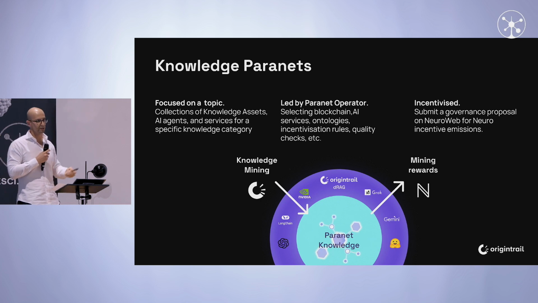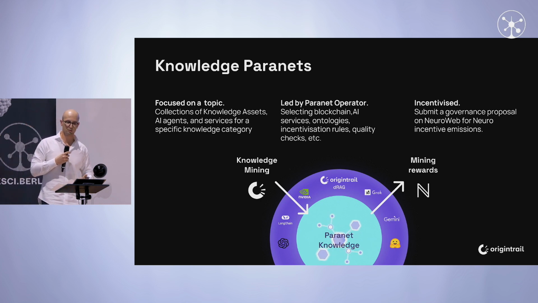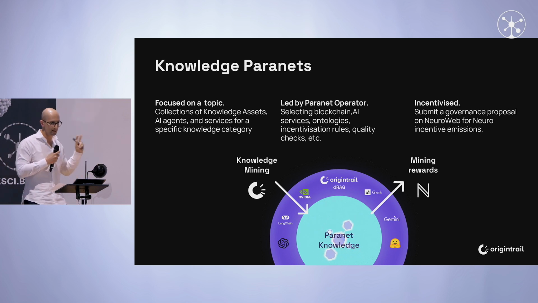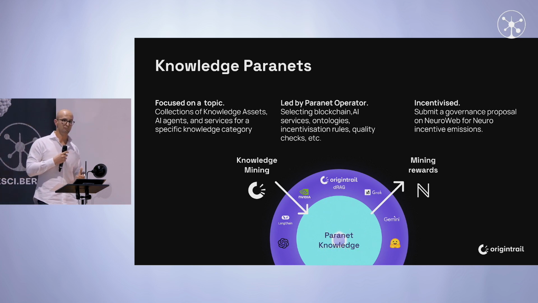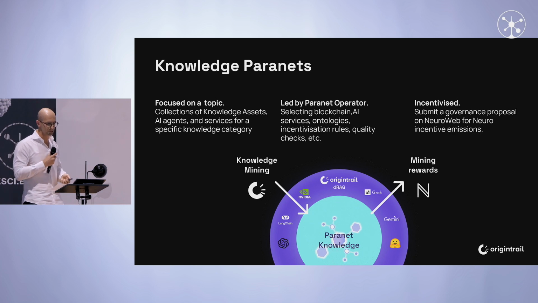And I think that's what I mentioned before. You can submit a governance proposal on Euroweb, which is a blockchain on Polkadot tailored to the decentralized knowledge graph. And if the community votes that this makes sense, that this knowledge is valuable to humanity, we can have incentivized paranets, meaning that anybody in the world can mine knowledge. And if the knowledge is of expected quality, they can get compensated with neuro tokens.